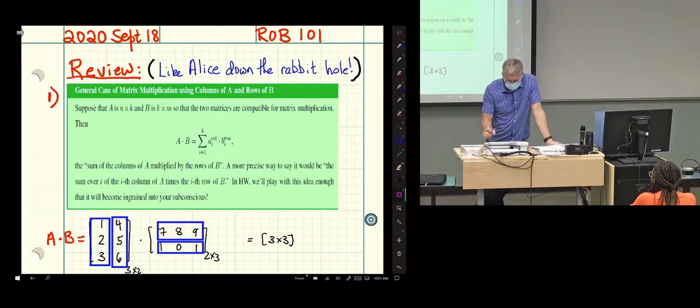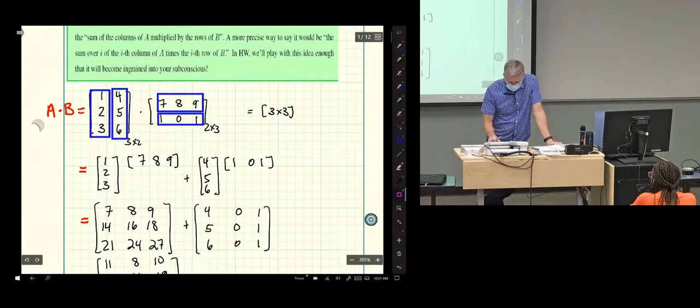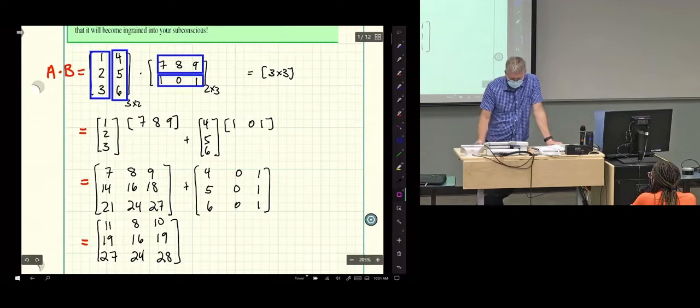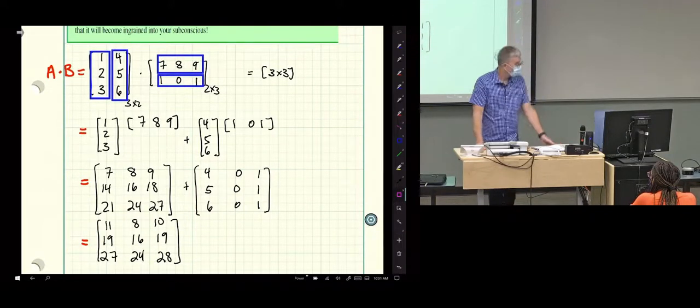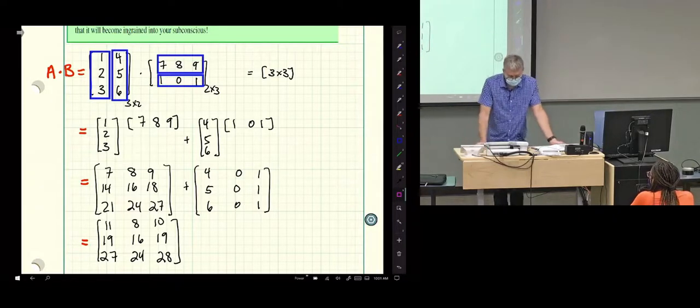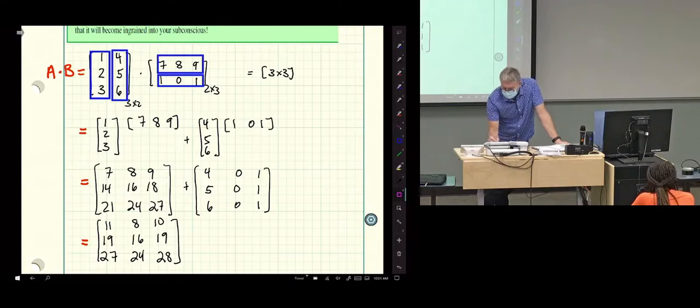So we learned a new way to do matrix multiplication by taking the columns of the first matrix times the matching row in the second matrix. I want to do one example and point out something we didn't highlight on Wednesday. When you're doing these multiplications, here's A with two columns and here's B with two rows.